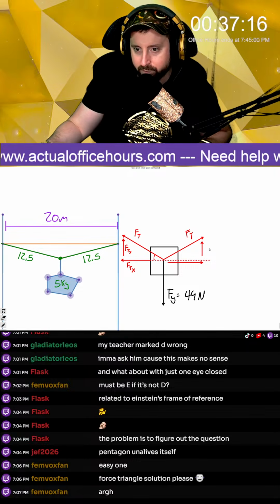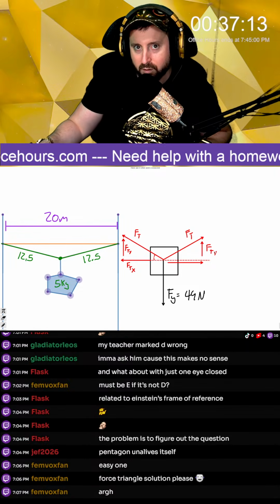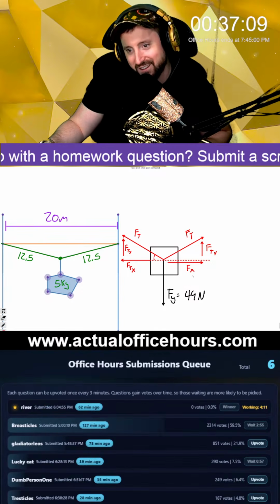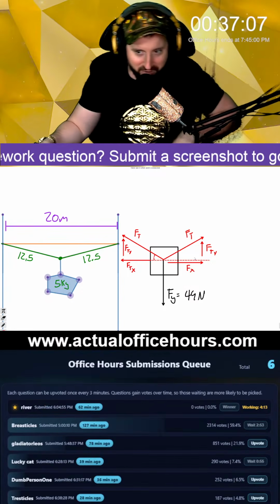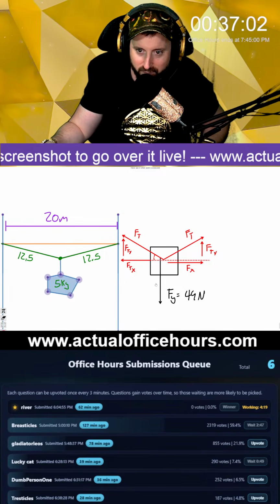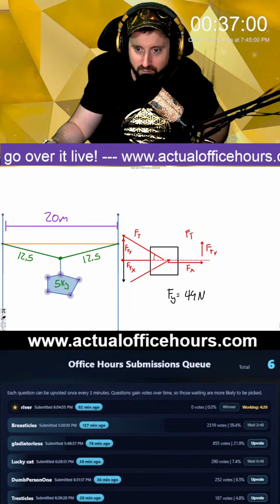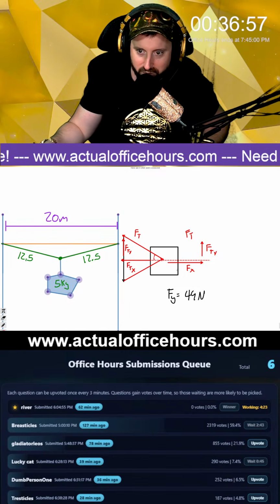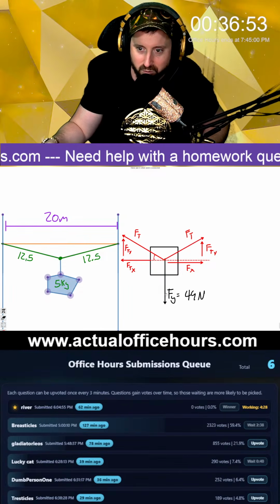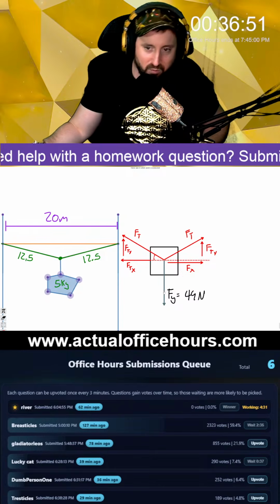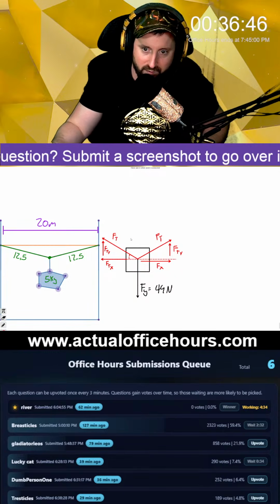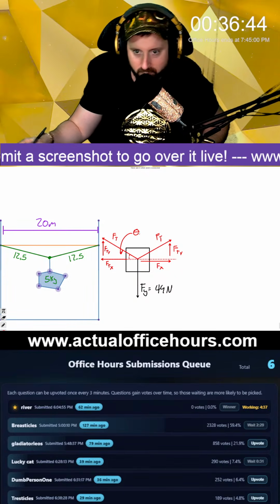Yeah, this is not bad. Force triangle solution. Femvox would want to create a force triangle and ask, how do I make this triangle equal to 0? It does work. That's another way to do it, but this is the way your teacher probably wants you to do it. And then this has to be some angle, theta.